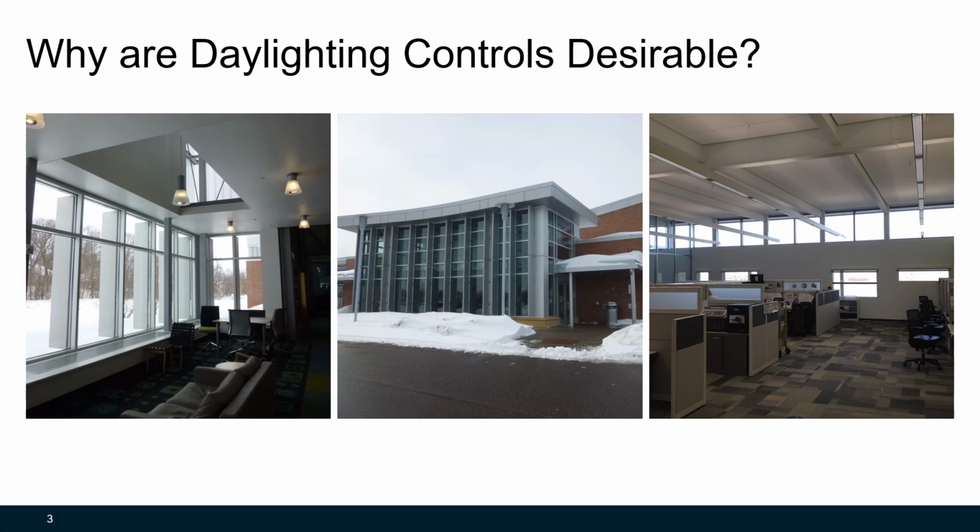Perhaps you find yourself wondering what kind of savings can we expect to realize. According to a meta-analysis conducted by Lawrence Berkeley National Lab, and published by the Illuminating Engineering Society in 2012, the average lighting energy savings from daylighting controls is 28%. Let's explore how daylighting controls yield those savings.